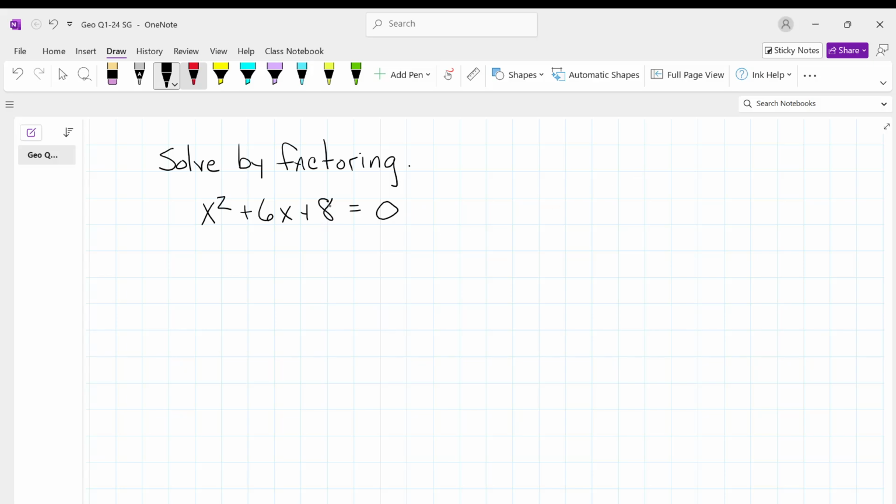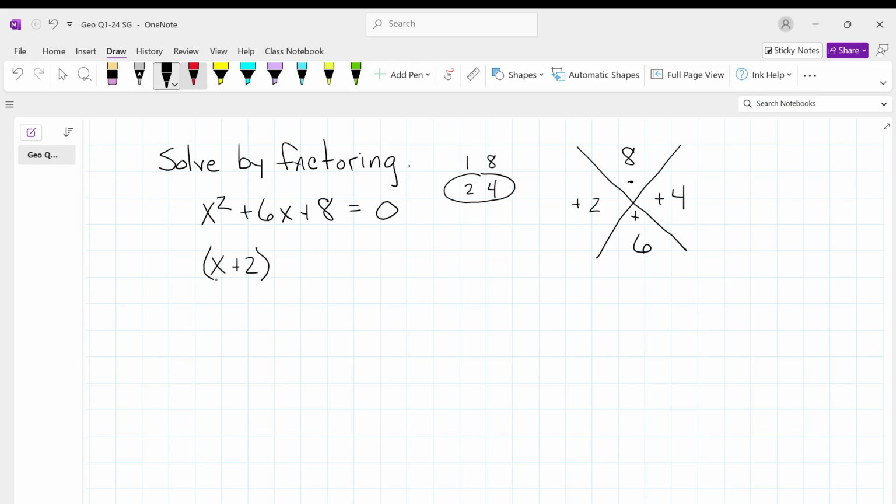So we're looking for factors of 8 that add to 6. So your factors of 8, you got 1 and 8, you got 2 and 4, and that's it. So we need to multiply to 8, and we need to add to the 6. And it's the 2 and the 4. So it's a positive 2 and a positive 4. So our factors are x plus 2 times x plus 4 is equal to 0.